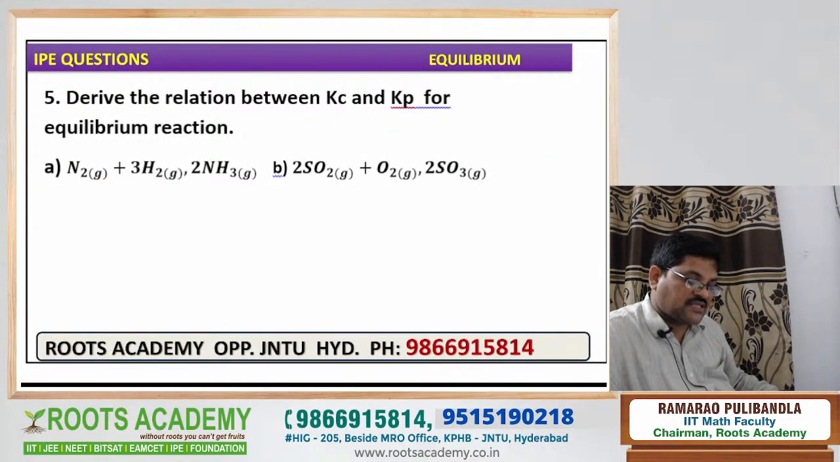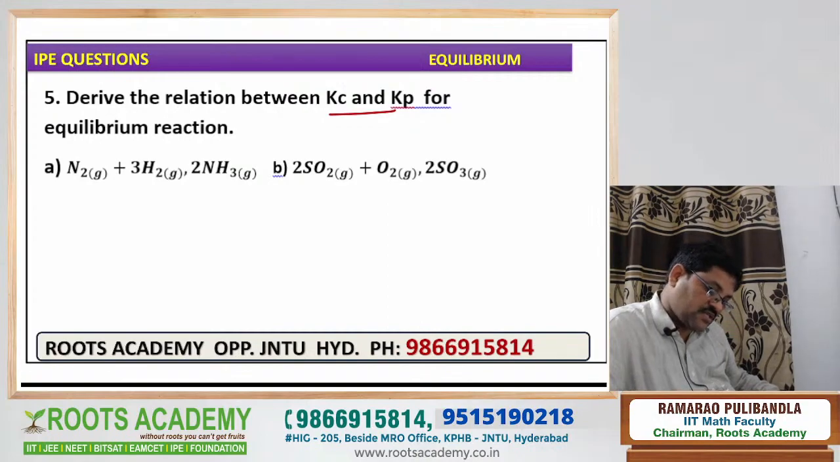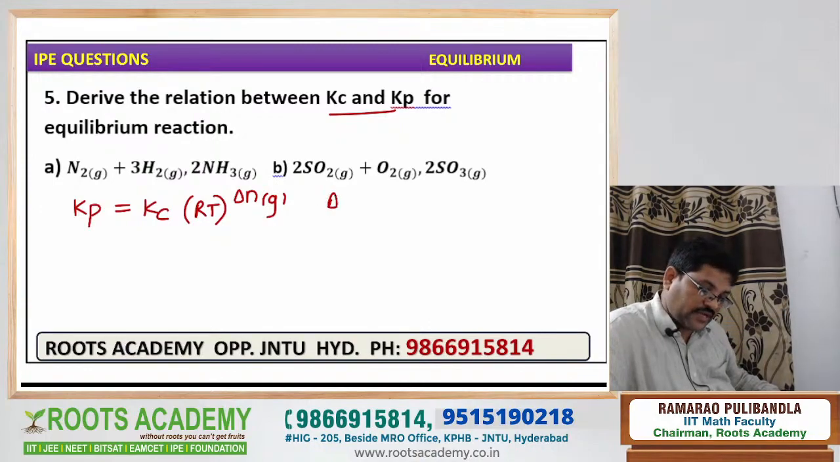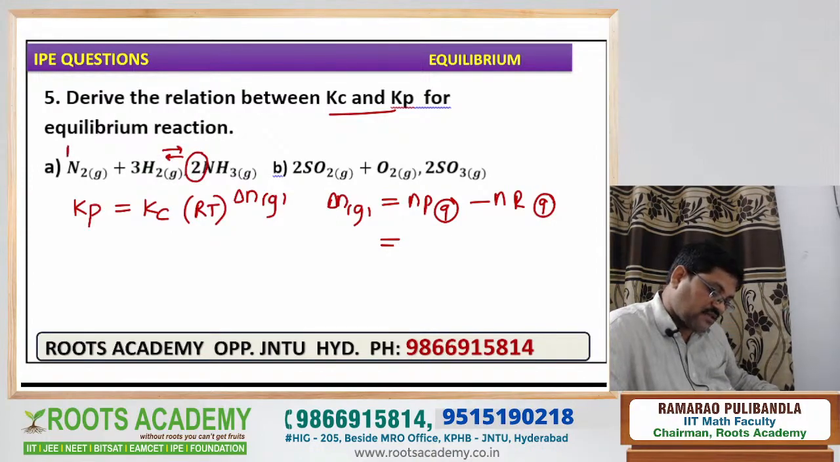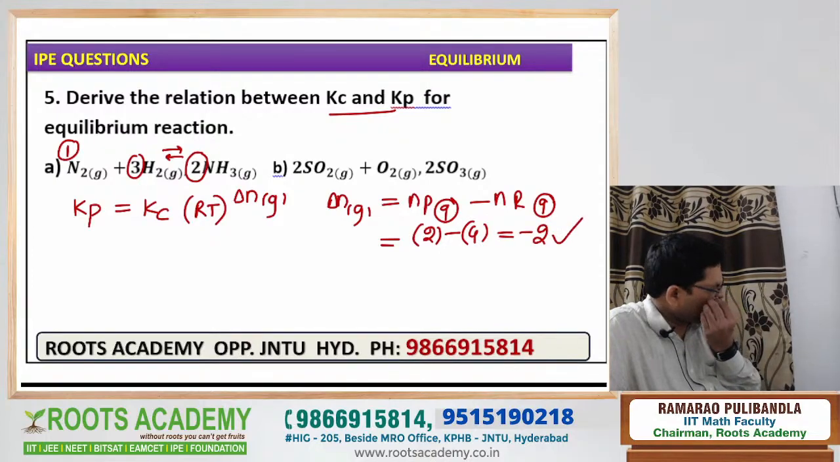Derive the relation between Kc and Kp for equilibrium reaction. Simple formula. What is the formula? Derivation: Kp is equal to Kc RT whole power delta n in the gas state. Now delta n in gas state is n products in the gas state minus n reactants in the gas state. For this reaction, synthesis of ammonia, products 2 moles and reactants 1 mole plus 3 moles. So 2 minus 4 is equal to minus 2. Delta n in gas state is minus 2.